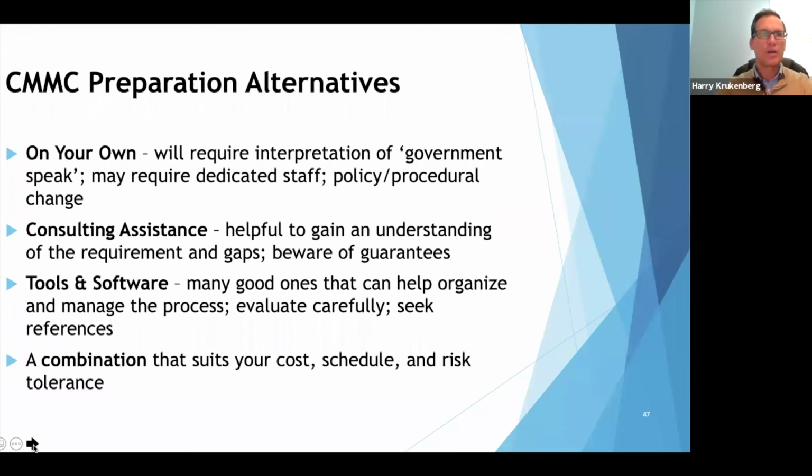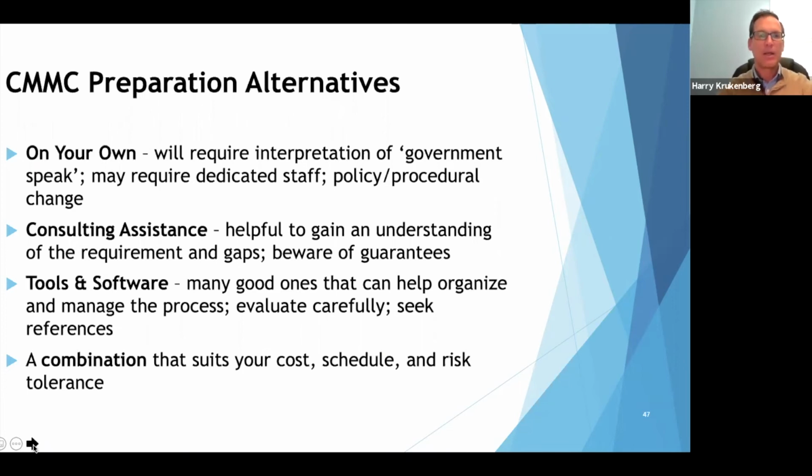So this slide just depicts some various CMMC preparation alternatives. You can choose to do this on your own. If you follow that timeline and do the homework assignment, you'll have an idea of what needs to be done, and you'll be able to make the decision as to whether or not you can or should do this on your own. Now, it will require interpretation of government speak and interpretation of technical requirements that you may need a dedicated staff with cybersecurity background and skill set to understand and to develop the policies and the procedural changes that will be needed.